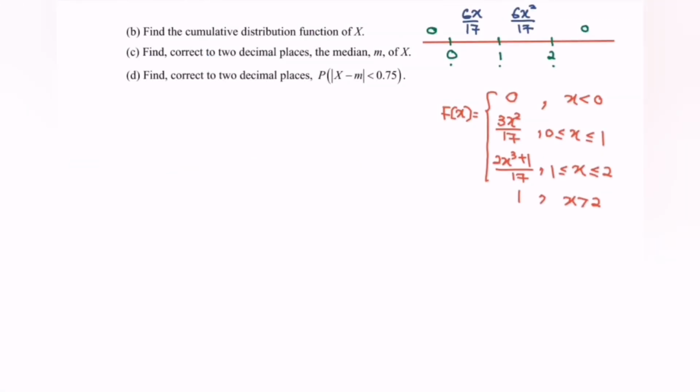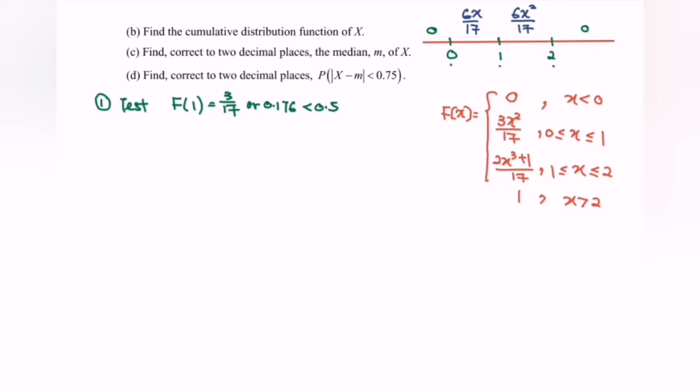Kindly focus on question C. Find, correct to 2 decimal places, the median m of the situation. So step number 1 is to test where is the location for 0.5. So focus on the second function. If we substitute 1, we will have 3 over 17, or we can say 0.176, which is less than 0.5. So this means that the location for 0.5 is not located in the second function.